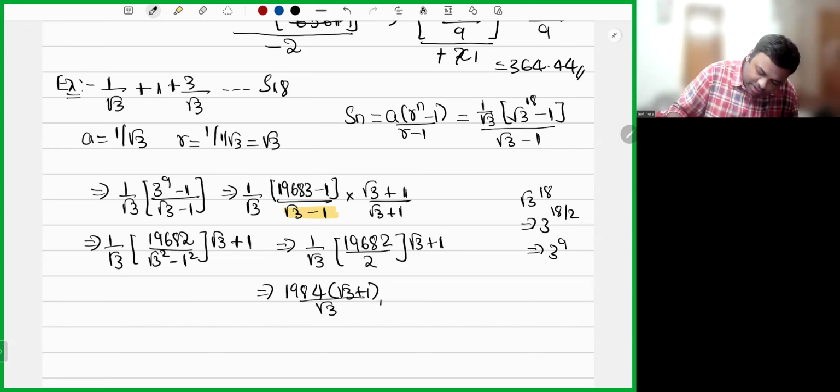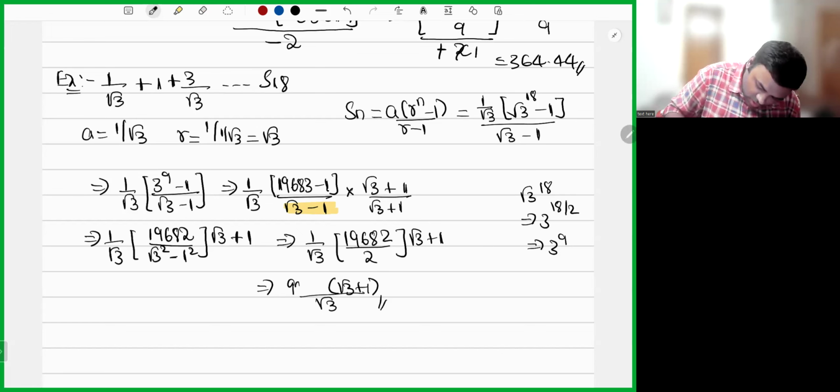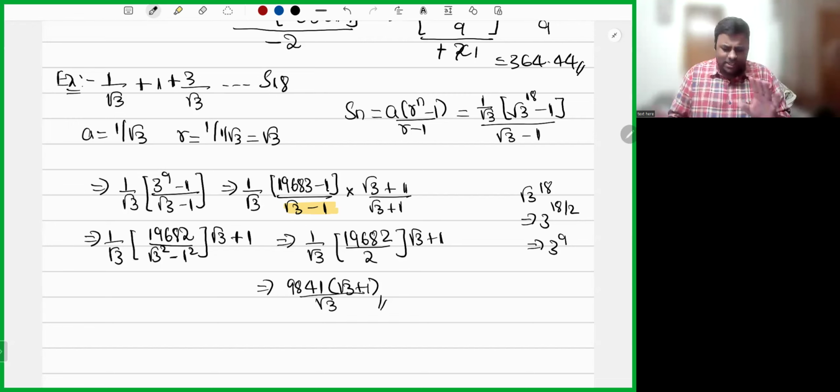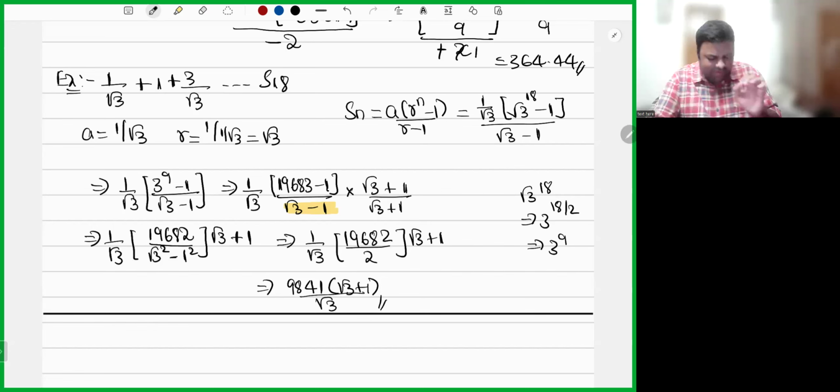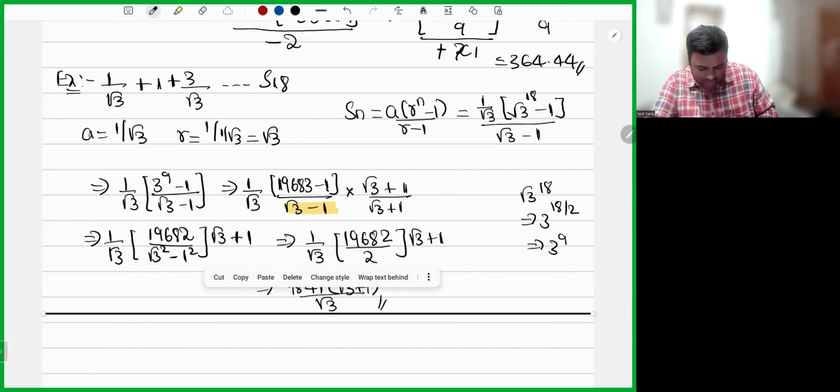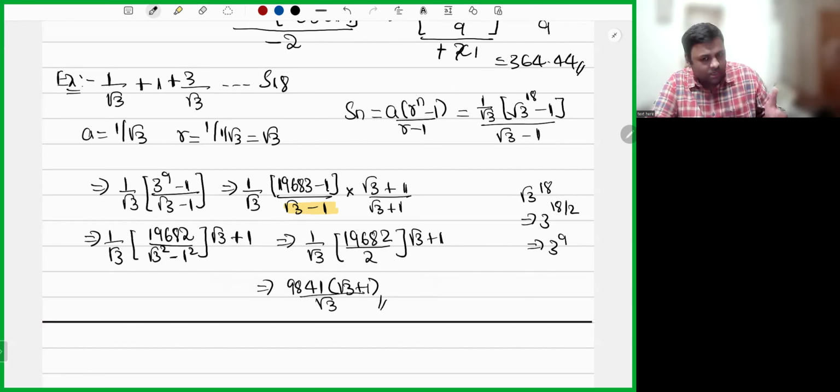No need to further simplify this, because this is the solution, 9841. This much is enough, because that's what is given as the answer in our book. No need to further simplify. Let's proceed further. Is it clear, all three of you? A little lengthy sum, but I hope it should be clear.